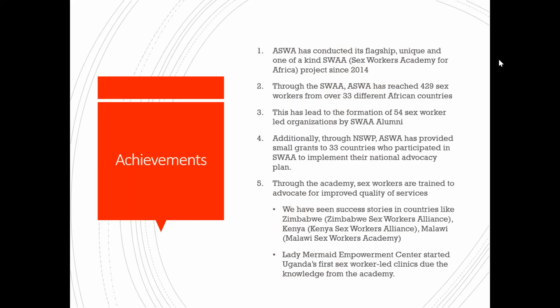The small grant is for the sex workers to go and implement what they have learned in the academy, through the capacity scan that we do, so that they're able to assess the gaps in their own organizations. Through the academy, sex workers are trained to advocate for improved quality services. We have seen success stories in countries like Zimbabwe, where sex workers from the academy formed ZIMSWA, the Zimbabwe Sex Workers Alliance. In Kenya, we have the Kenya Sex Workers Alliance, Malawi Sex Workers Alliance, and Lady Mermaid in Uganda, just to mention a few. Next.